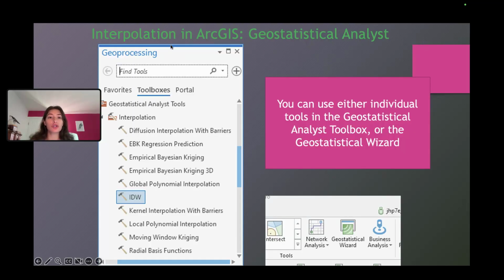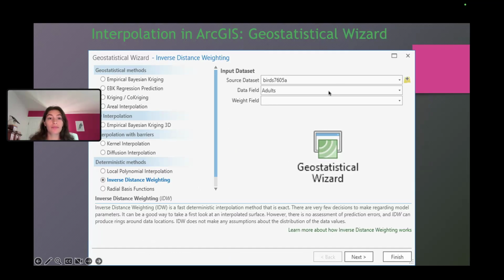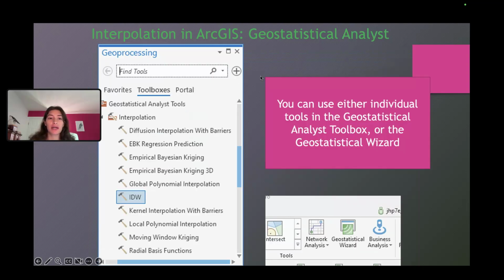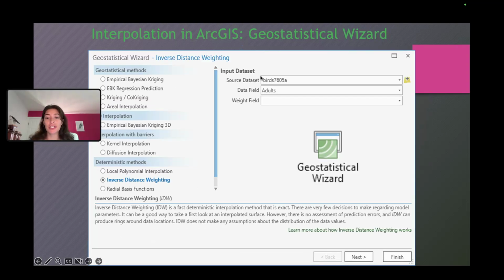So if you want to do interpolation in ArcGIS, you want to go to the Geostatistical Analyst toolbox. You can use either individual tools in this toolbox, or you can also go to this Geostatistical Wizard. This here is an example of the Geostatistical Wizard and kind of what it would look like. You see your different methods, interpolation, interpolation with barriers, deterministic methods. Then you have your input data set, your data field, and your weight field, based on whatever the selection is that you make here on the left-hand side.